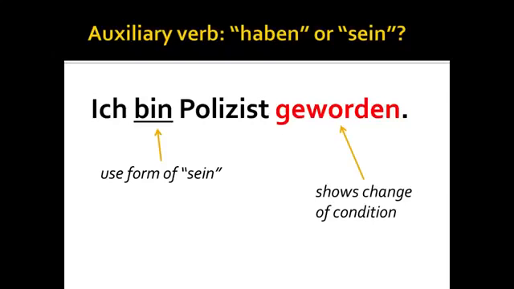Likewise, if the past participle or the verb shows a change of condition. Ich bin Polizist geworden. I became a police officer. One moment I was a college professor minding my own business, and the next one I became a police officer. It's a dramatic change of condition, right? So if I show change of condition, I too will also use a form of the verb sein.